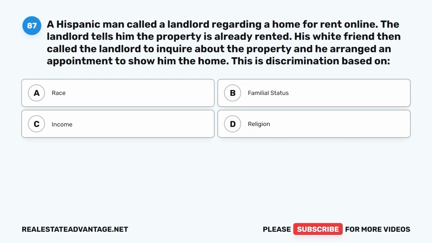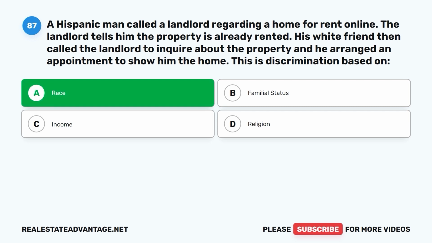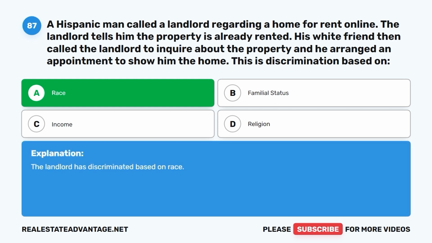Question 87. A Hispanic man called a landlord regarding a home for rent online. The landlord tells him the property is already rented. His white friend then called the landlord to inquire about the property, and he arranged an appointment to show him the home. This is discrimination based on A. Race, B. Familial status, C. Income, D. Religion. The correct answer is A. Race. The landlord has discriminated based on race.